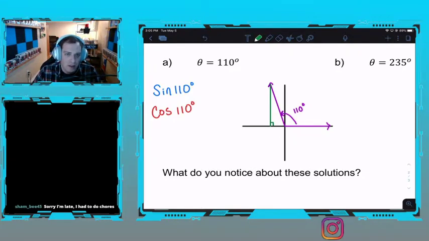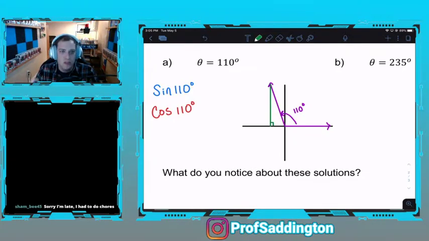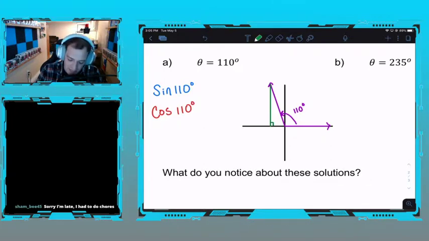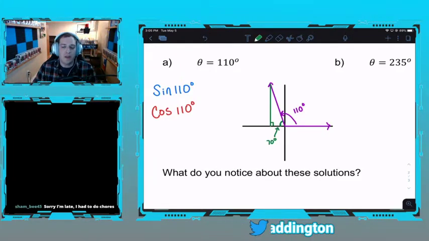So that's 110 degrees. The issue with this question, though, is the angle on the inside, if we subtract that from 180, is going to be 70 degrees. Everything we've been doing up to this point has been a special right triangle. This one is not a special right triangle. It's not a 30, 60, 90. It's not a 45, 45, 90. So the only way that we can solve this as of right now is with the use of a calculator.